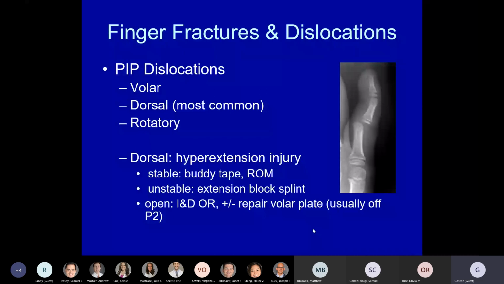So dorsal dislocations, closed reduce them and then buddy tape them and let them work on range of motion immediately if they're stable. If they're still unstable, you would put them in an extension block splint temporarily. If anything's open on OITE, you take it to the operating room.